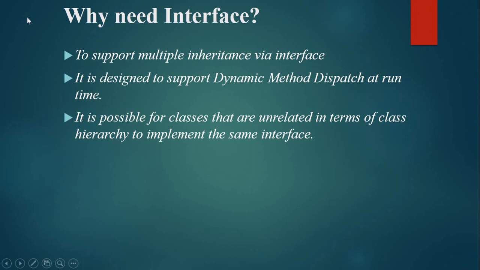Next question is why we need interfaces: to support multiple inheritance via interface. That was the limitation via class, but via interface we can support multiple inheritance. It is designed to support dynamic method dispatch at runtime, which we have already discussed in our method overriding concept. It is possible for classes that are unrelated in terms of class hierarchy to implement the same interface.